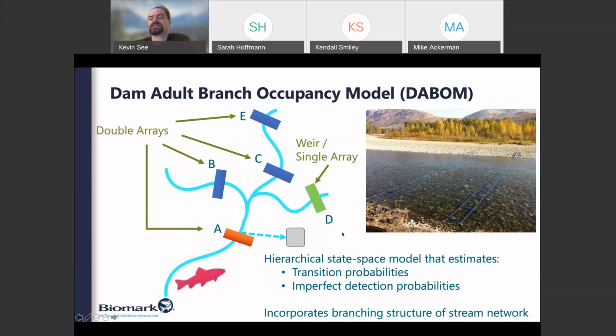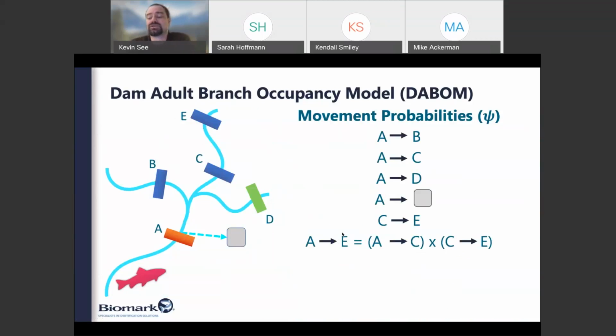Site D, for example, might be a weir where you're scanning the fish by hand, or it might be a single array, so you essentially have one chance to spot that fish. This model is going to incorporate the branching structure of the stream. As the fish moves past A, where does it go? We're going to estimate those movement probabilities.